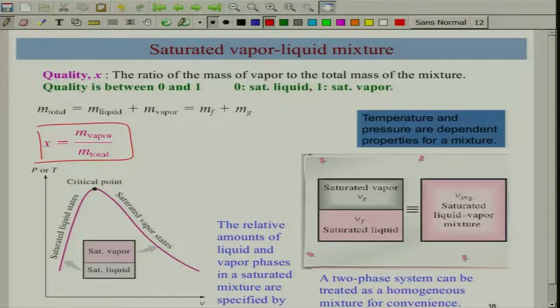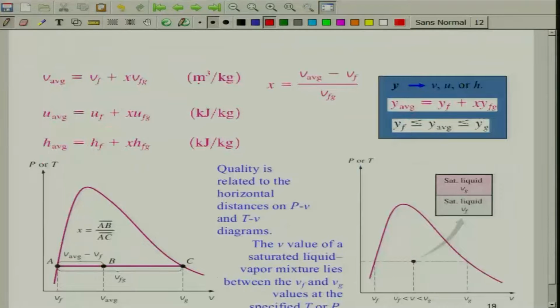Effectively, what I am trying to say is that if you have a system such as saturated vapor and saturated liquid, you can consider it equivalent to a homogeneous system with a specific volume of V average. To have this kind of representation, you use the definition of X that you already have. So V average would be simply the molar volume of liquid plus the quality multiplied by VFG, which is nothing but VG minus VF. That is why you get this kind of expression. Similarly, you can do it for internal energy, and similarly for enthalpy.